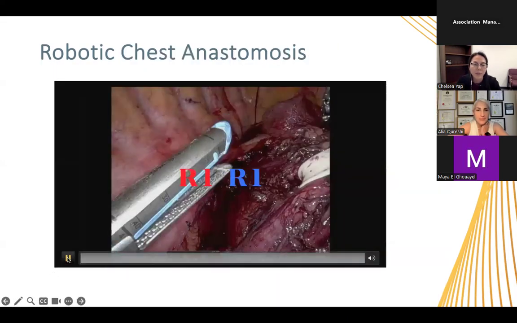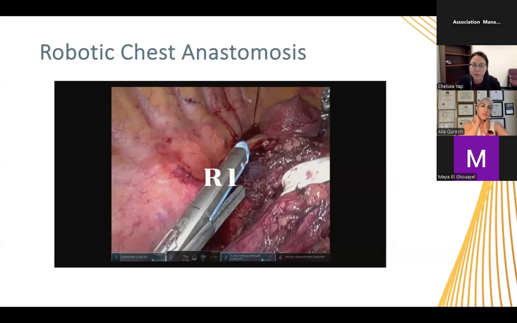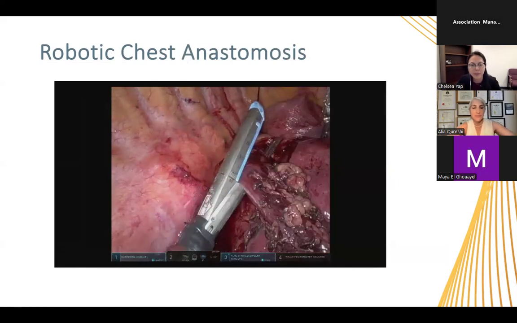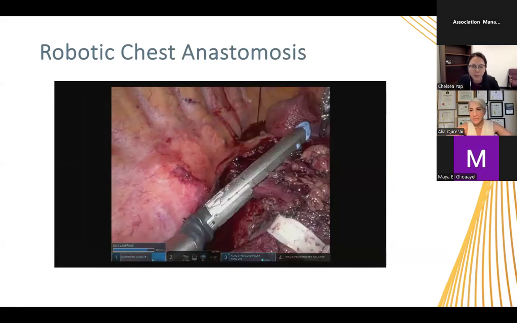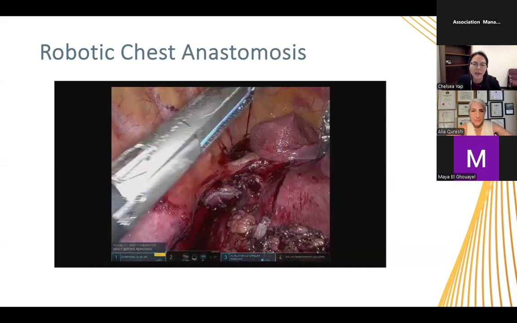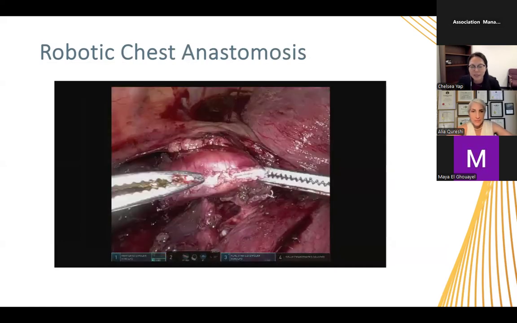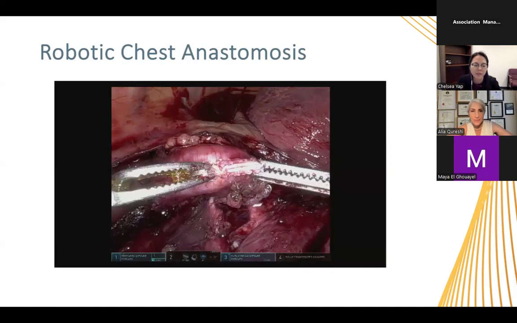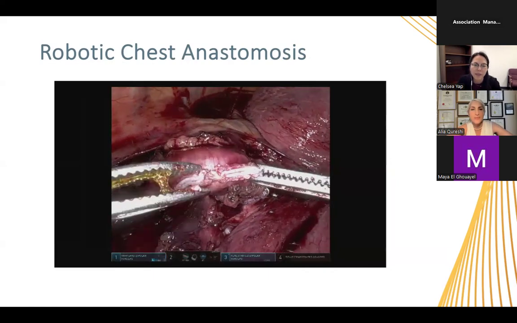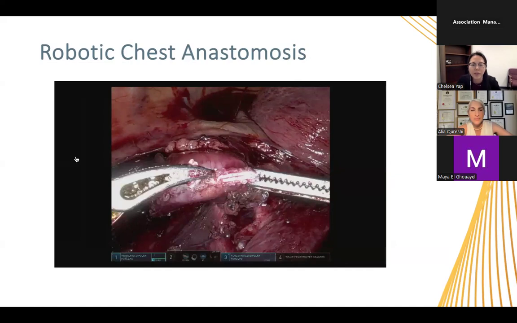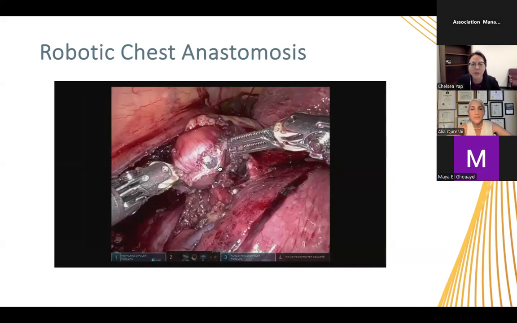Then once we have completed the lymph node dissection, we perform the anastomosis. So using a robotic linear stapler, we transect the esophagus. The azygous vein is divided selectively. In this patient, it was not divided. Then we make an esophagotomy here in the esophagus and insert our anvil.